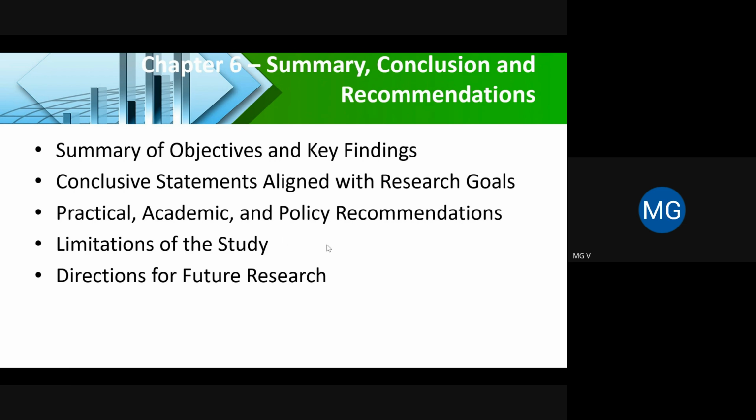Next, frame recommendations across 3 levels: industry practice, academic contribution, and policy formulation. Recommendations must be actionable and grounded in your findings. The chapter should also mention the study's limitations, such as geographic focus, sample size, or time frame, and how these might influence generalizability. This demonstrates scholarly honesty. Finally, identify areas where future researchers can explore extensions or new variables.